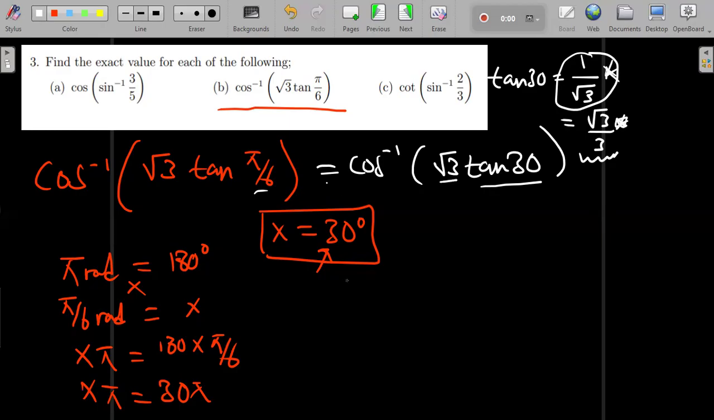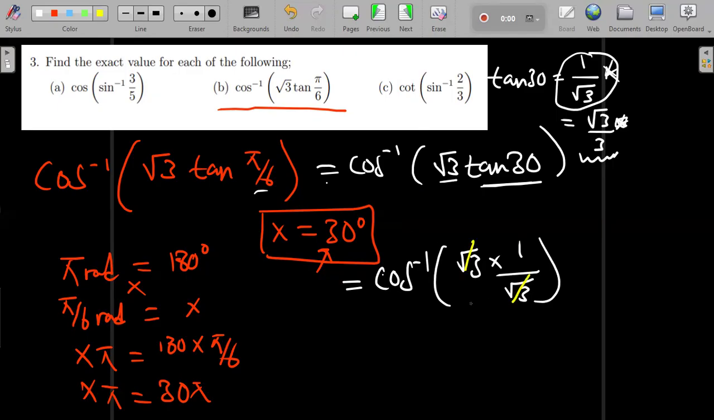So what we have here is equal to cos inverse of root of 3 multiplied by tan 30, which we're saying is 1 divided by root of 3. So the root of 3 and this root of 3 are going to cancel. We're going to remain with cos inverse of 1. So what is the cos inverse of 1? Cos inverse of 1 is 0. So 0 will be the first answer.